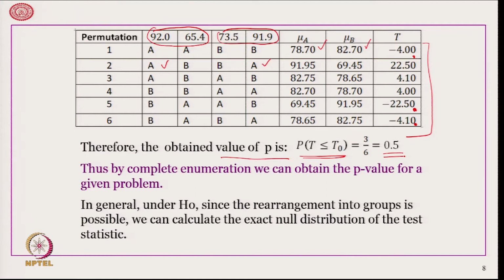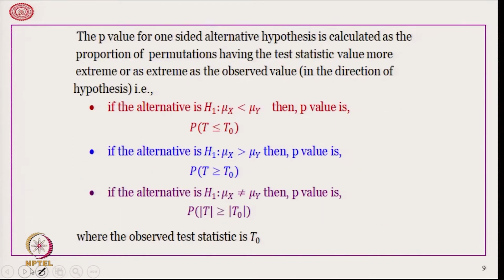Quite naturally, we can do it only when the numbers m and n are quite small. Of course, if they are very large, then we have to go to computer programming. In general, under H naught, since the rearrangement into groups is possible, we can calculate the exact null distribution of the test statistic as we have computed here. The p value for a one-sided alternative hypothesis is calculated as the proportion of permutations having the test statistic value more extreme or as extreme as the observed value in the direction of the hypothesis, which we have said before.